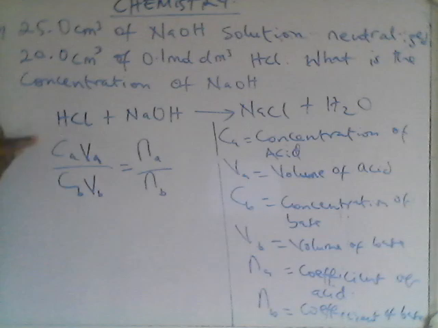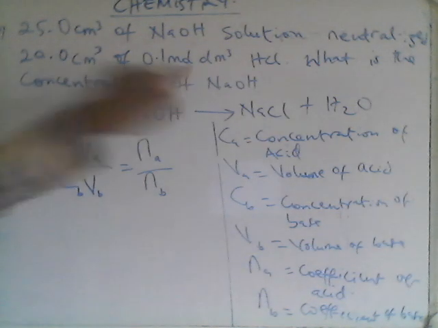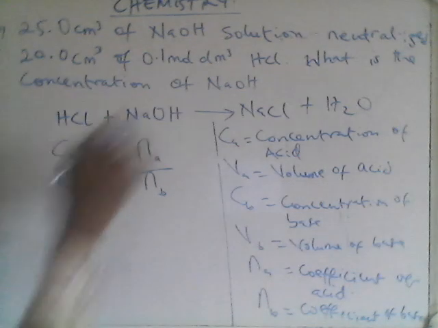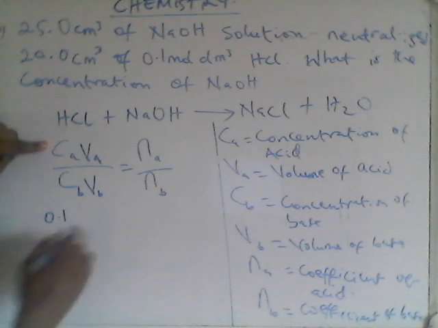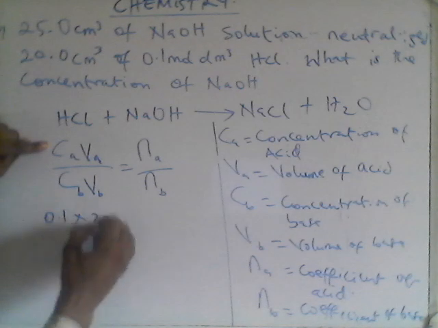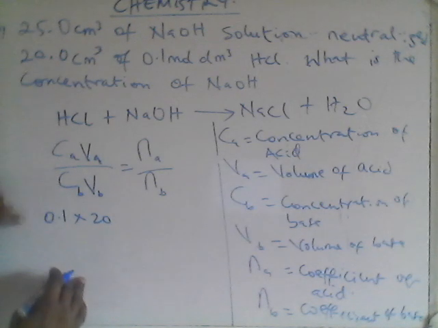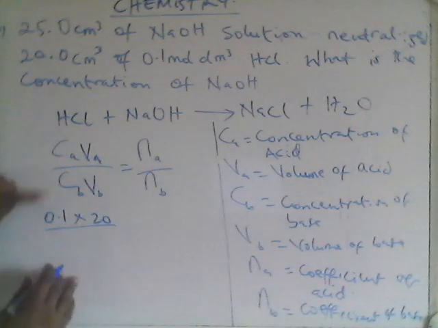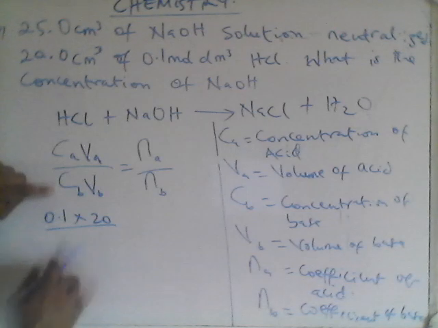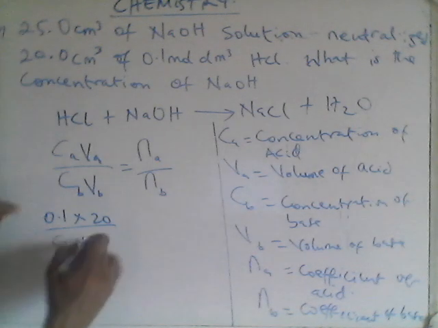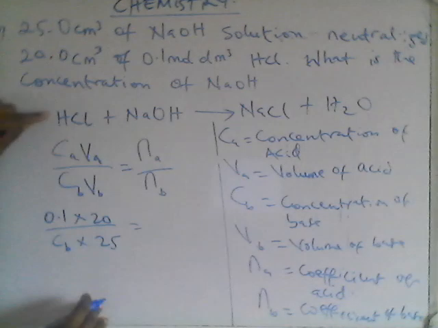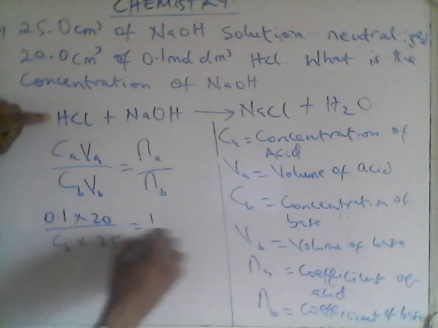We are given Ca in the question. Ca is 0.1 mole of acid per dm³. So I will have 0.1 mole here. Volume of acid is given as 20 cm³. Base is not given, we're looking for that. Cb is not given. Volume of base is 25. The mole ratio, acid is 1 and base is 1.